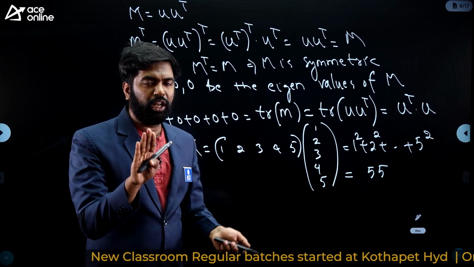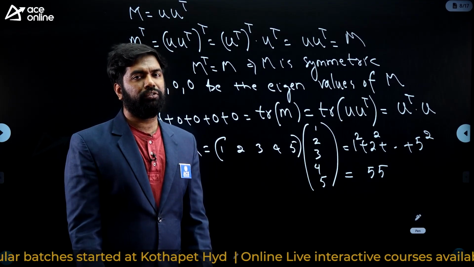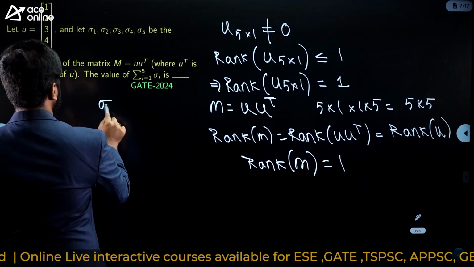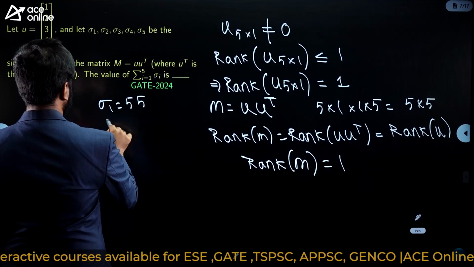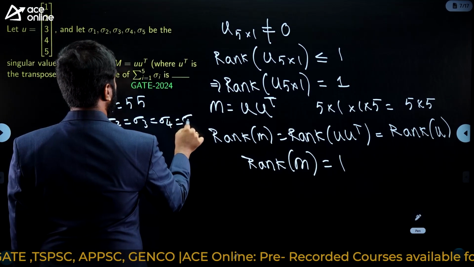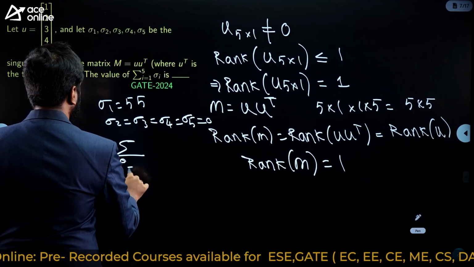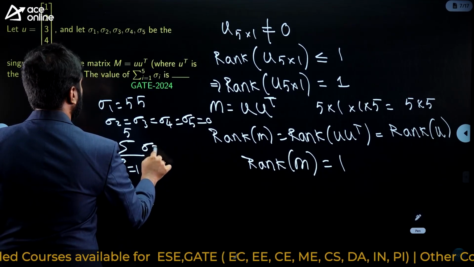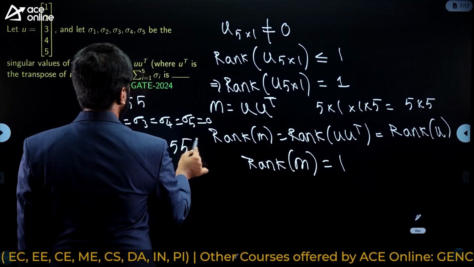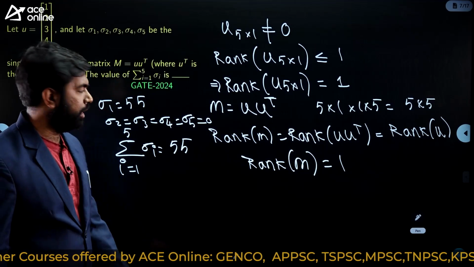This particular property is applicable to symmetric matrices. You need to study more about properties of singular value decomposition to understand this. Right now sigma 1 is 55, and sigma 2, sigma 3, sigma 4, sigma 5 are all zeros. So what is this sum, summation i from 1 to 5 of sigma i? If you add all this, 55 plus 0 plus 0 plus 0 is obviously 55. Therefore the sum of singular values of matrix M is 55.